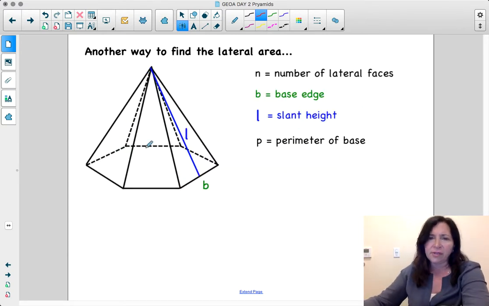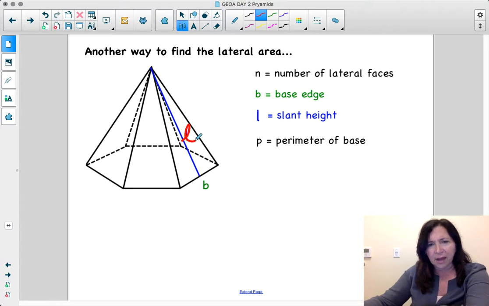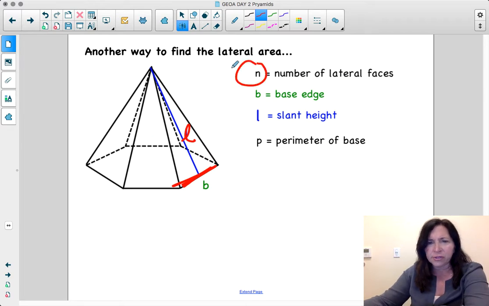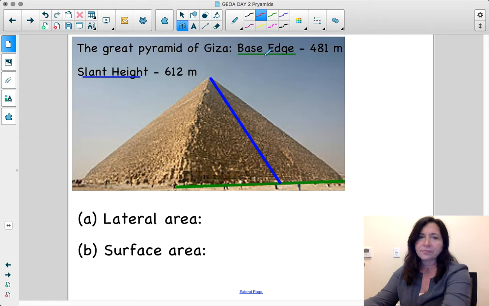So this is just the different parts. Again, this is my slant height. This is a base edge. Slant height, the perimeter of the base, you just multiply the numbers together. And n is the number of lateral faces. This also is the number of sides.